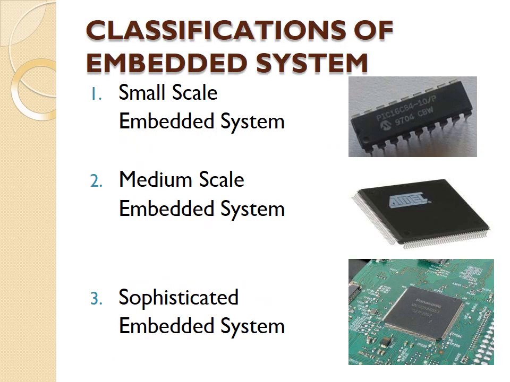The next one is the classification of embedded systems. There are three types of classification of embedded systems. The first one is small scale embedded system, the second one is medium scale embedded system, the third one is sophisticated embedded systems. We can classify embedded systems by means of the configuration of the processor.